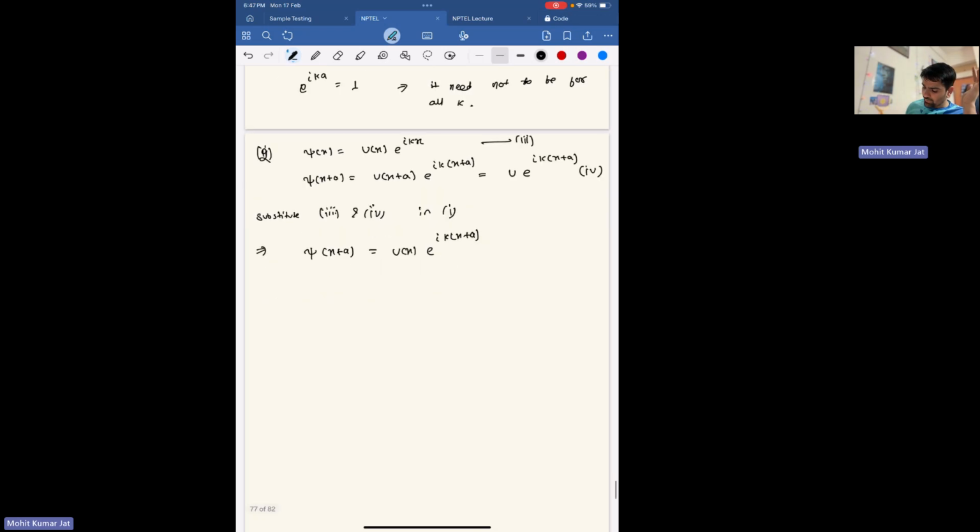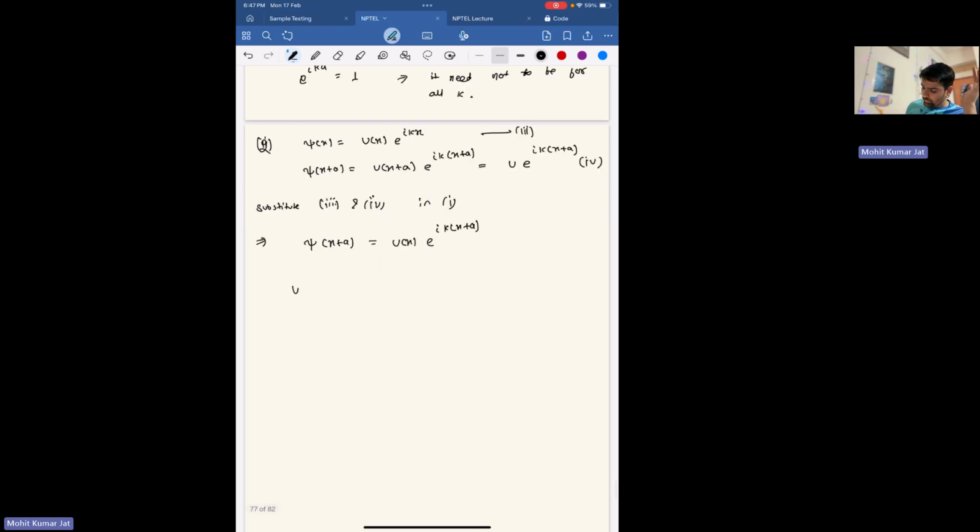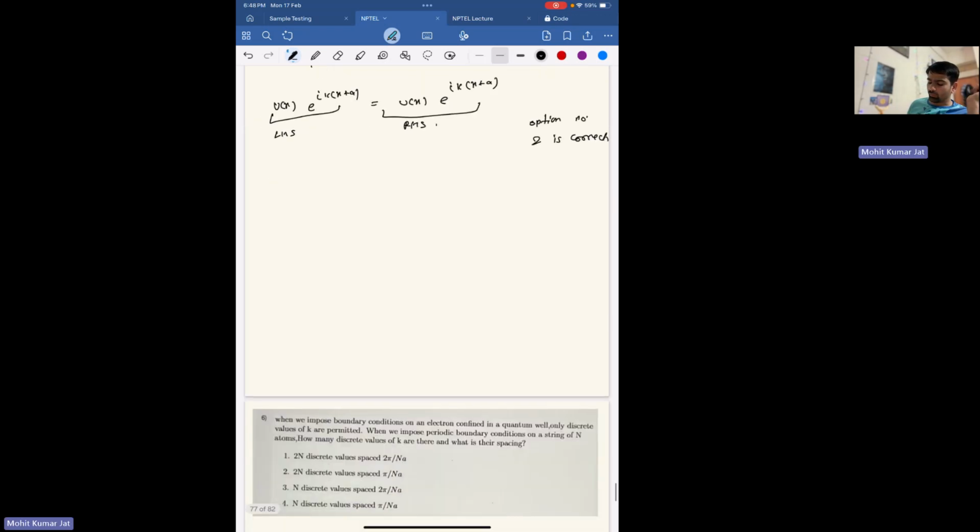Let's substitute psi of x plus a. So u of x e to the power i k times x plus a equals u of x e to the power i k times x plus a. And this is true. The left side is equal to the right side, LHS equals RHS. This means option number 2 is correct. Now let's rule out the other options.